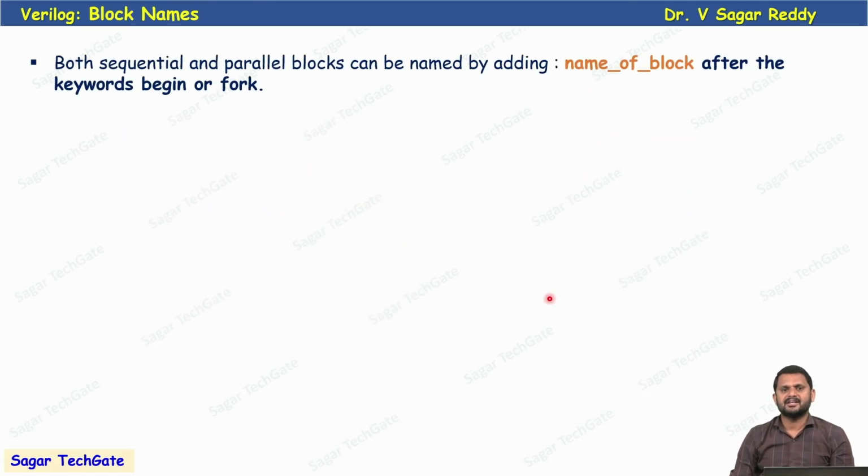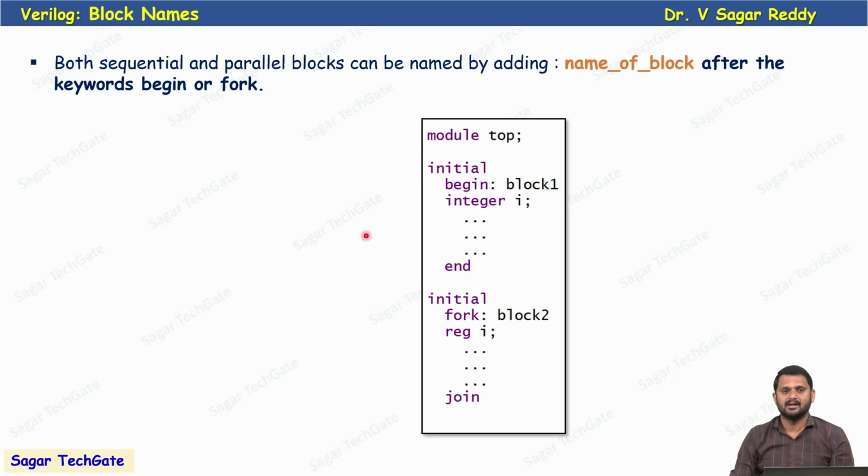So both sequential and parallel blocks can be named by adding the name of the block after the keywords begin or fork. Clear? So now here in a module, we have two blocks. This is one initial block, this is another initial block. Here one is begin and end, here fork and join. So this is the sequential block, this is the parallel block. We can assign some name to each block: here block 1 and block 2, after begin and after fork.